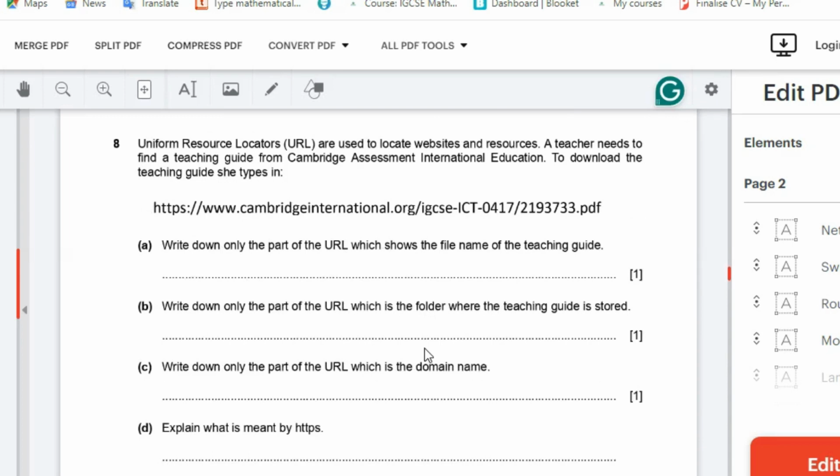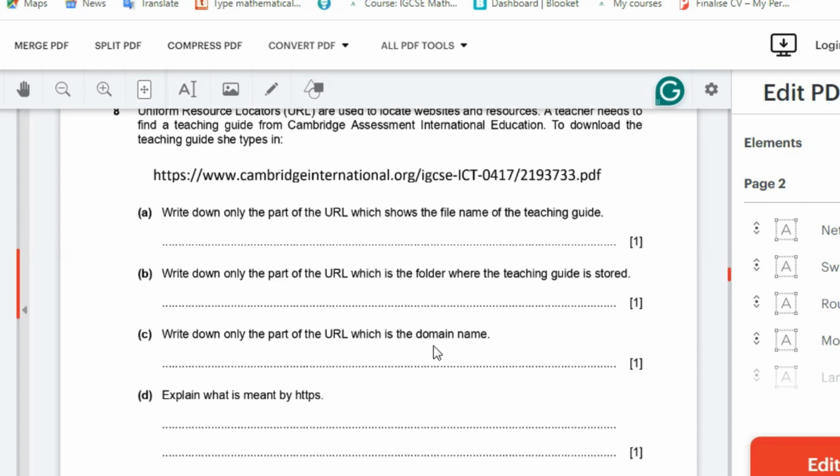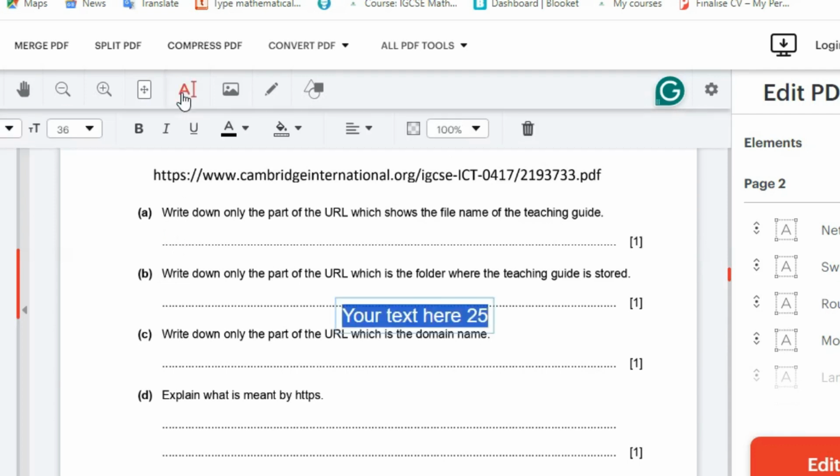Question number 8 now. Uniform resource locators, URLs, are used to locate websites and resources. A teacher needs to find a teaching guide from Cambridge Assessment International Education. To download the teaching guide, she types in HTTPS. Question 8A says, write down only the part of the URL which shows the file name of the teaching guide. Which part of this URL shows the file name of the teaching guide?